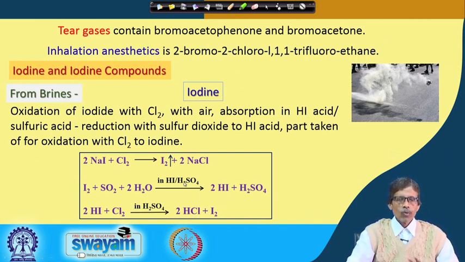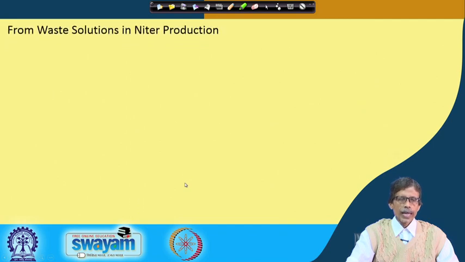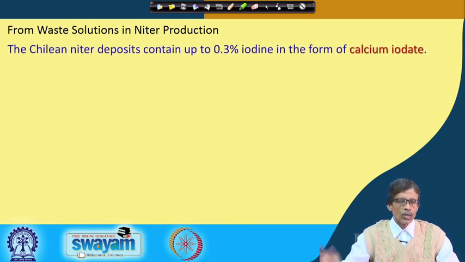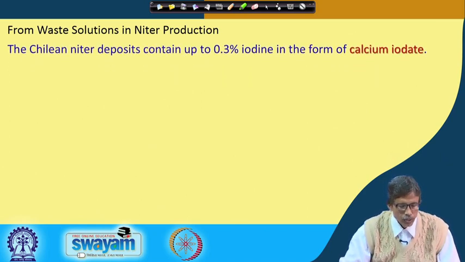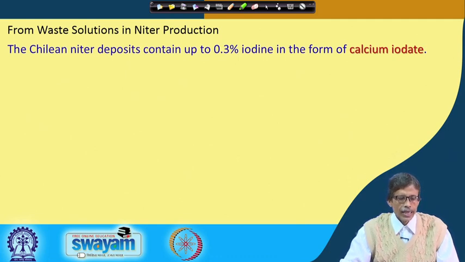So, this iodine you have, iodine from the brine you directly produce it, but another technique is also available from the waste solutions during the nitrate production, the potassium nitrate preparation. So, the Chilean nitrate deposit, which is a naturally occurring thing, that means nature gives us a huge amount of those potassium nitrate deposits, and those deposits contain up to 0.3% of iodine in the form of calcium iodate.